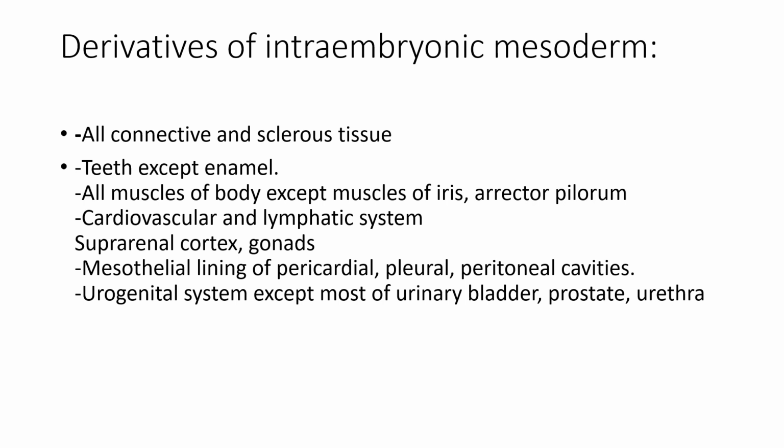Derivatives of intraembryonic mesoderm are all the connective and sclerous tissue. So the supportive framework of our body is formed mainly by the mesoderm. Then the teeth, except enamel, develop from mesoderm. All the muscles of the body except the muscles of iris, that is dilator pupillae and sphincter pupillae, and erector pili of the skin. Then the cardiovascular system, lymphatic system, the cortex of adrenal gland, gonads, and mesothelial lining of serous membrane, that is pericardium, pleura and peritoneum, are mesodermal in origin. Then the urogenital system, except most of the part of urinary bladder, prostate and urethra. So these are the derivatives of intraembryonic mesoderm.